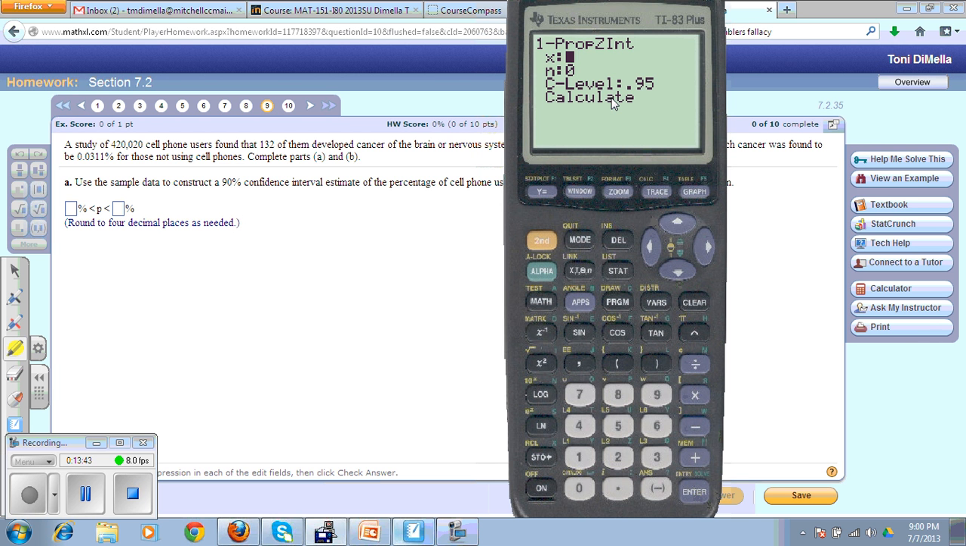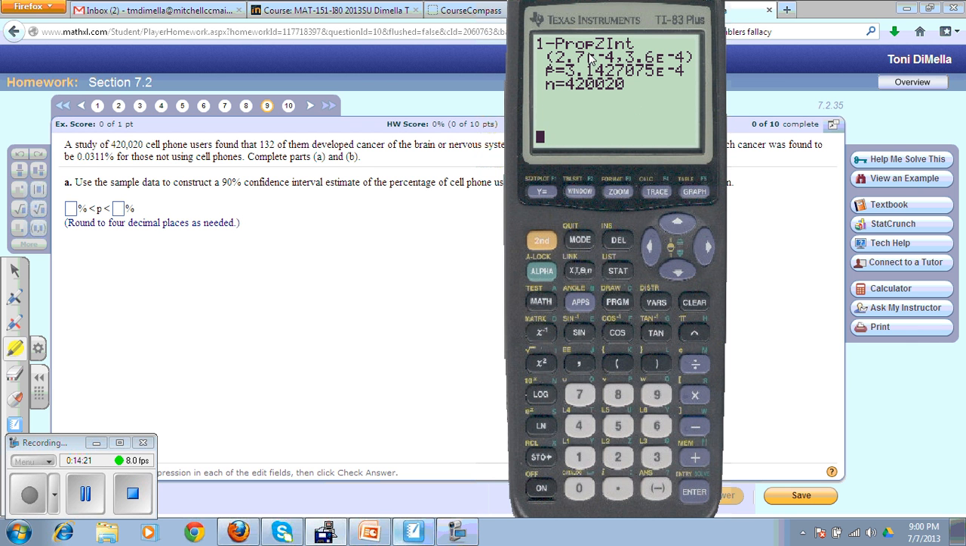This very small screen pops up. The X is the number of people that found or said or agreed with whatever it is that you were proposing. In this case, it's 132. 132 of my N, which was 420,020, had developed this rare brain or nervous system cancer. This C-level is your confidence level, which can be changed. It defaults to 95. We want it as 90. And then you're going to come in here and hit calculate, and it's going to give it to you.